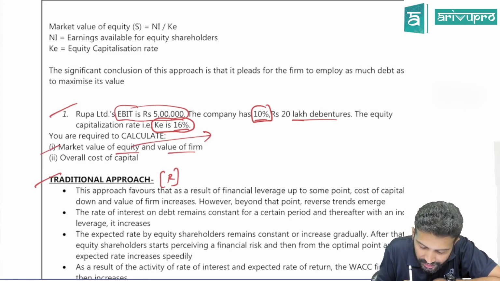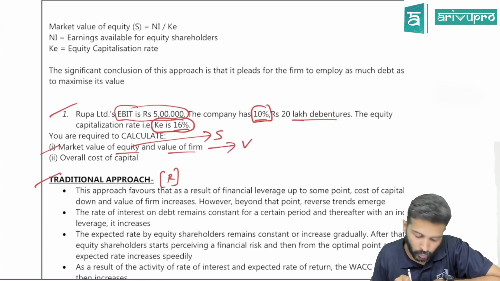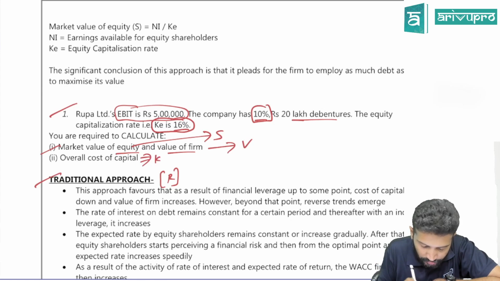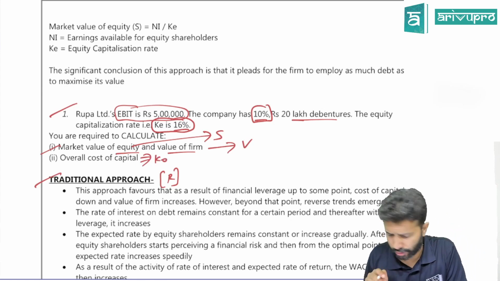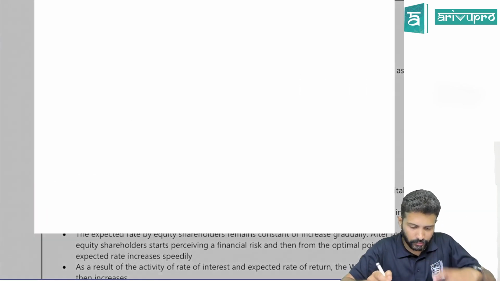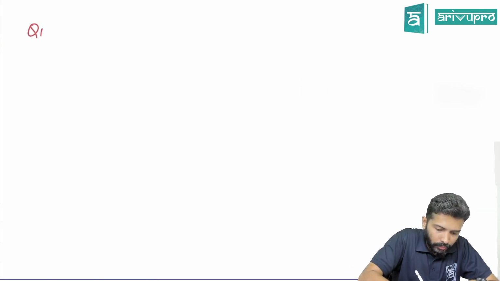Market value of equity means they're asking you S. Market value of firm means they're asking you V. Also, they're asking you overall cost of capital, which is Ko. Simple. Use the data and figure out these. Can we do it quickly? Question number 1.